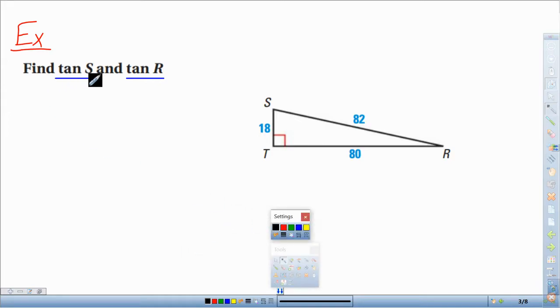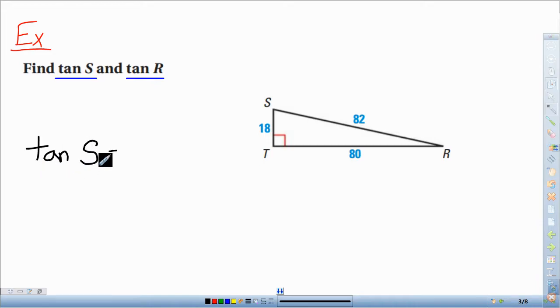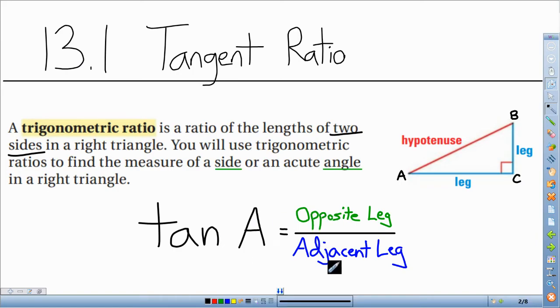Okay, so first thing they want us to do is tangent of angle S. So let's just go ahead and start writing this out. So tangent of angle S equals, and we want to figure out what is the opposite side and what is the adjacent side. Okay, well, here's the big thing. If we're dealing with angle S, this is where our focus is. And it's not a bad idea to maybe highlight it if you were doing this problem on your own. Okay, so again, tangent is opposite over adjacent.